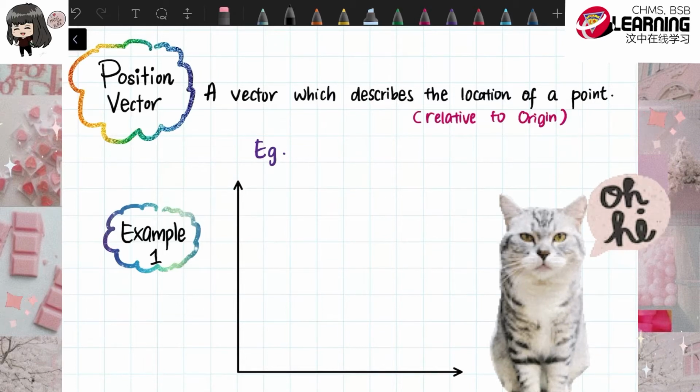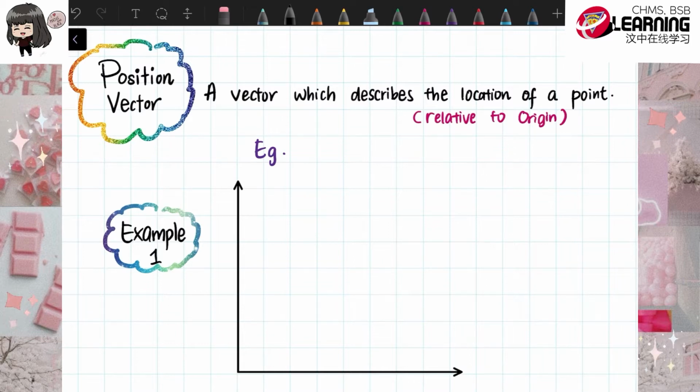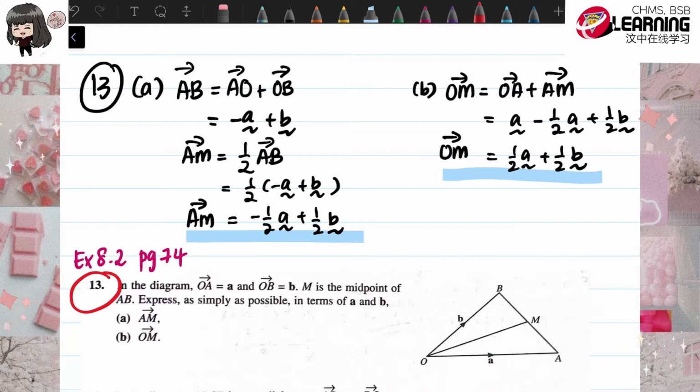Hi friends! So today we will go to the next part of our vector, which is position vector. Okay, so let's check our previous homework first. So this is the answer for part A and part B. Okay, let's look back at question 13 first.